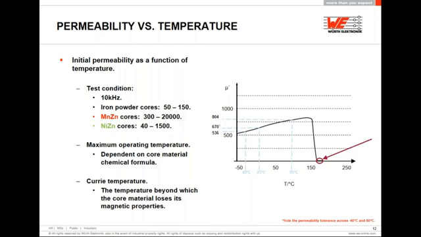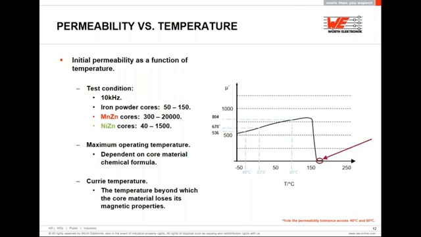There are two important concepts to take into consideration. On one hand, the maximum operating temperature range, and on the other hand, the Curie temperature. It is highly recommended that the temperature of the component does not exceed this maximum operating temperature under worst-case conditions. This range is dependent on the core material chemical formula. And, well, the Curie temperature is the point where the ferrite material loses all its permeability. This is why the inductance drops to zero, as pointed out by the arrow on the graph.